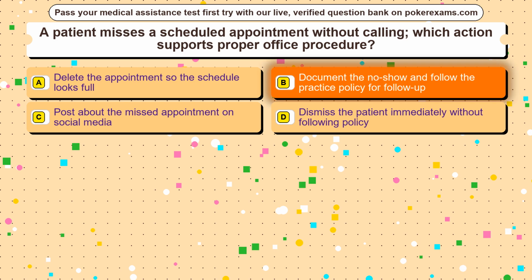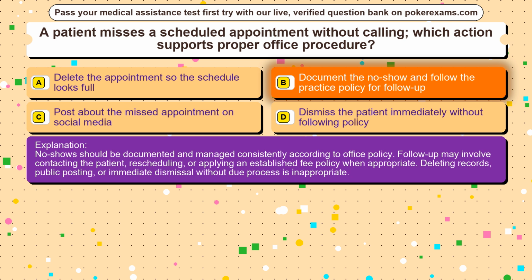The correct answer is option B, document the no-show and follow the practice policy for follow-up. No-shows should be documented and managed consistently according to office policy. Follow-up may involve contacting the patient, rescheduling, or applying an established fee policy when appropriate. Deleting records, public posting, or immediate dismissal without due process is inappropriate.